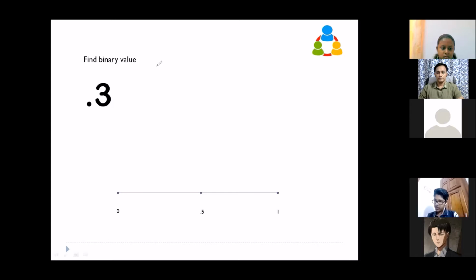Anyone got it? Up to 3 or 4 decimals you can do. Further decimals mean further accuracy. So any number you can represent with more decimals like this. More decimals means more accuracy.